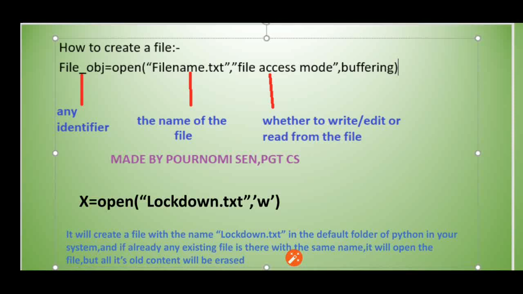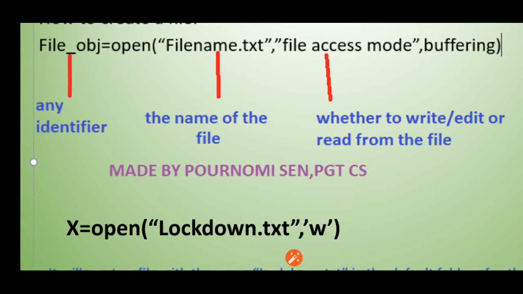So first we need to give the file object. What is a file object? Any identifier. That means X, Y, Z, any variable name. We know what an identifier is, so any identifier we can use. Next, open is a library function, so we need to write open as it is. Then within round brackets, first you need to give in quotes file name dot txt. What is the name of the file? If you are creating a new file, you may give a name of your choice. If you want to open an existing file, you have to give the name of that particular file. Comma, file access mode.